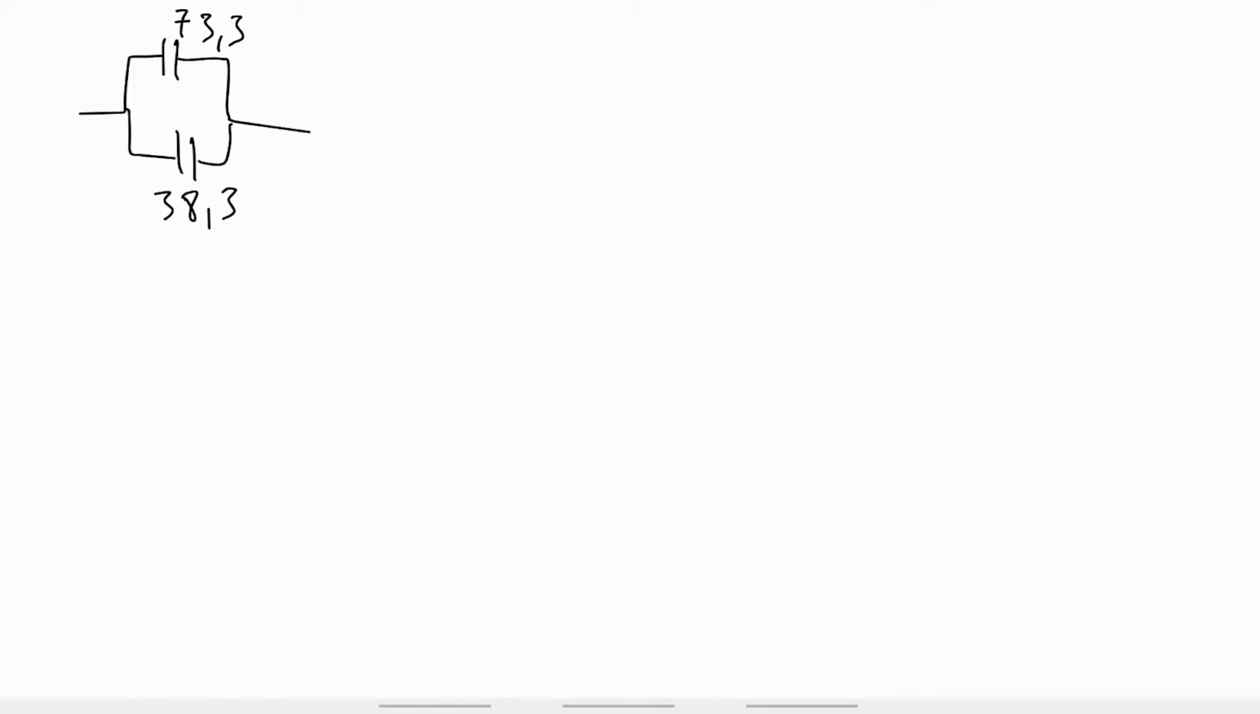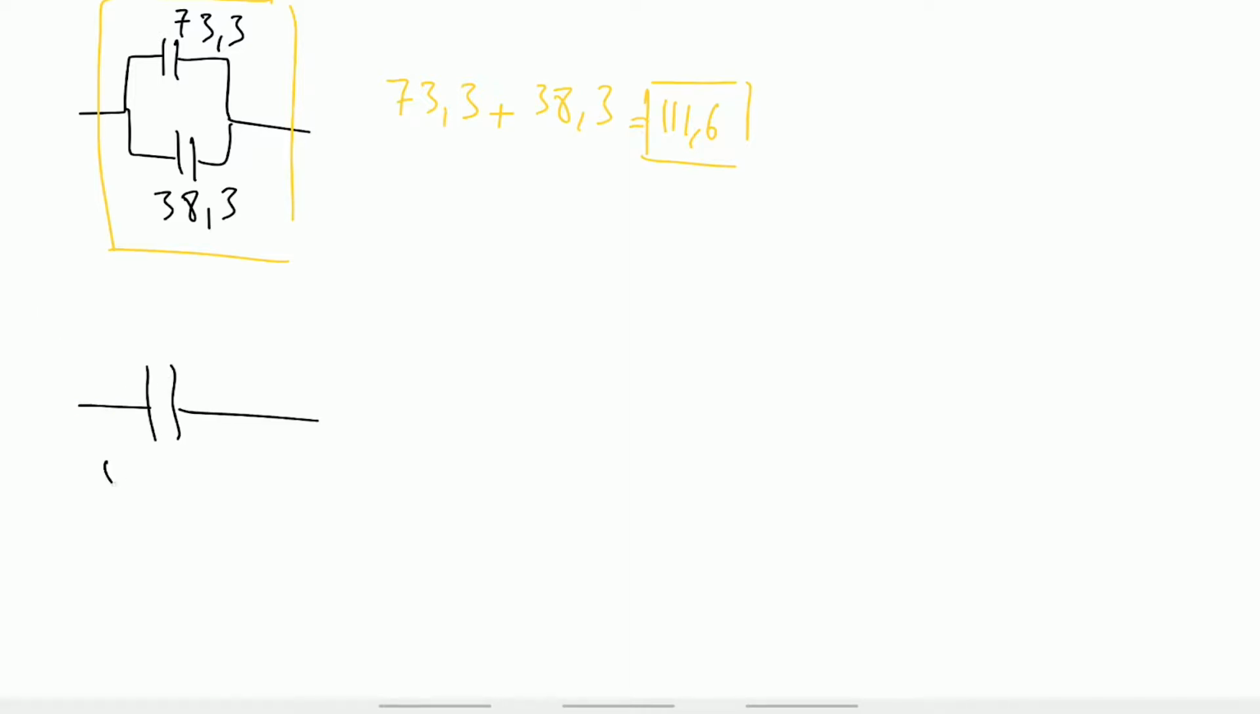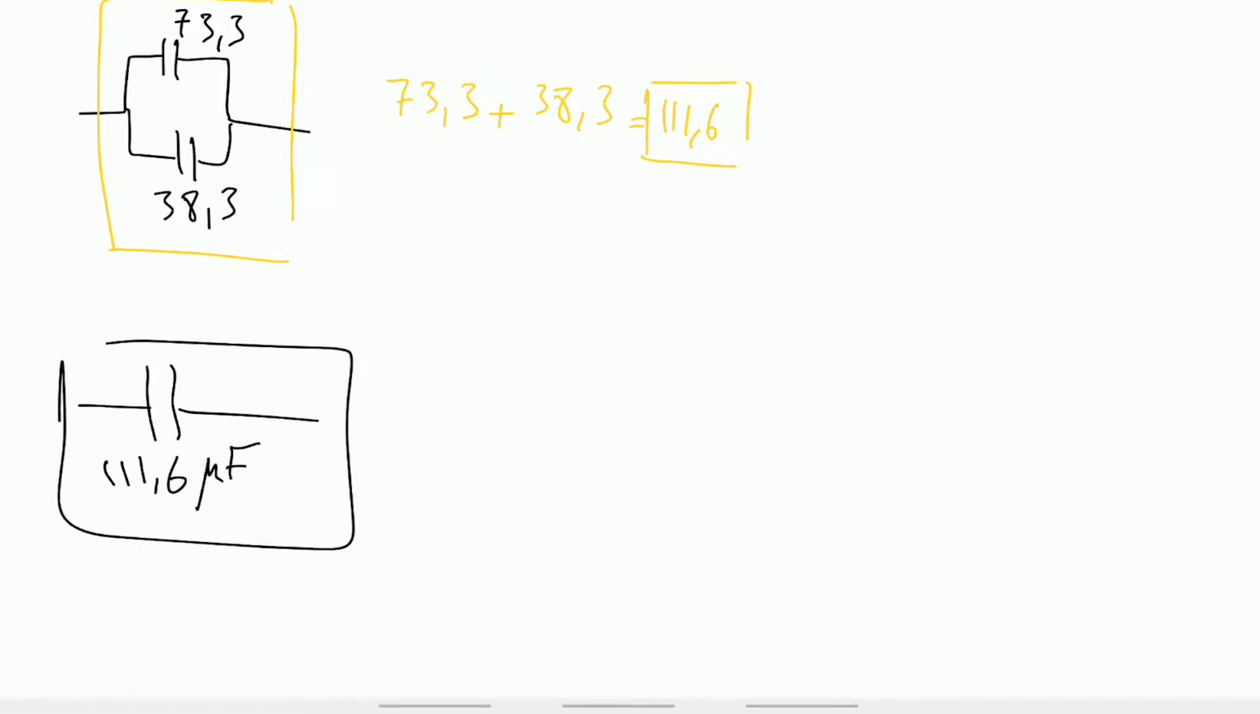For the last step of the simplification, there are 2 capacitors in parallel form. So the equivalent capacitance is the sum of both capacitors. So 73.3 plus 38.3 equals 111.6. So all the capacitors can be simplified to one capacitor, which is a capacitor of the value 111.6 microfarads. This is the equivalent capacitor that we have.